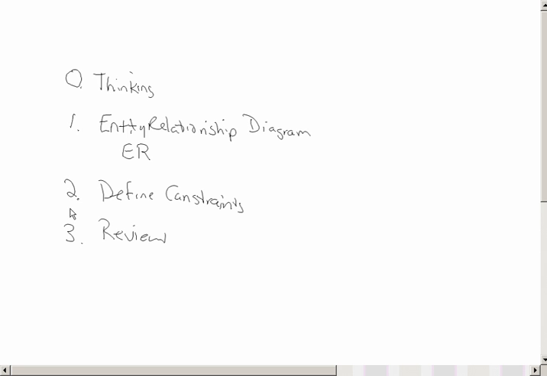So these are the steps of developing our conceptual model, and let's put that right up at the top. We've basically got 4 steps in here.